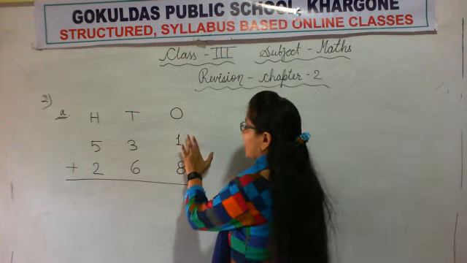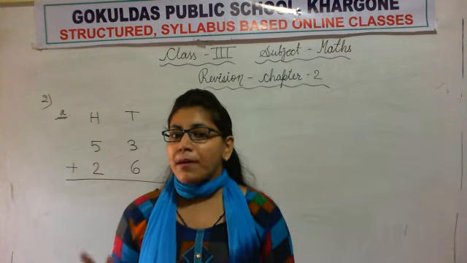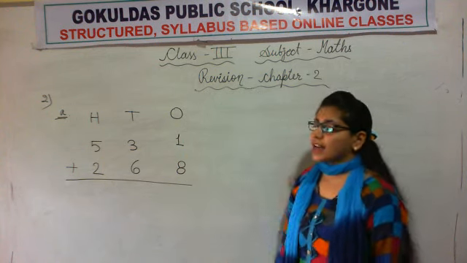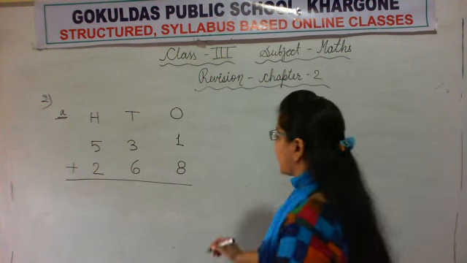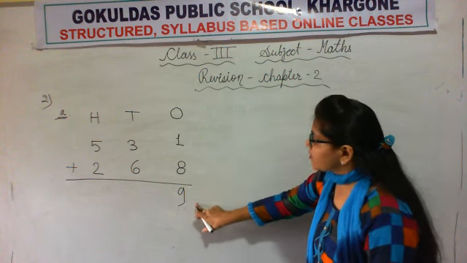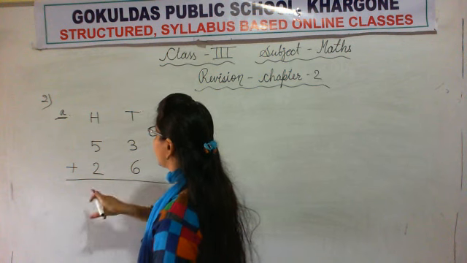Now see, whenever 1 is added to any number, it gives its successor. Remember successor property. So what is the successor of 8? 9. Very good. So we will write number 9. Remember, ones below ones, tens below tens, and hundreds below hundreds.